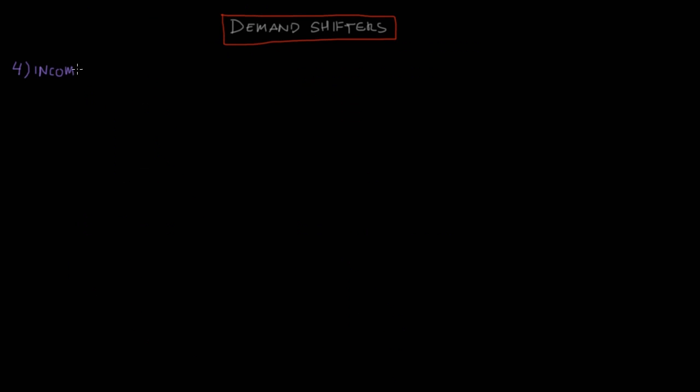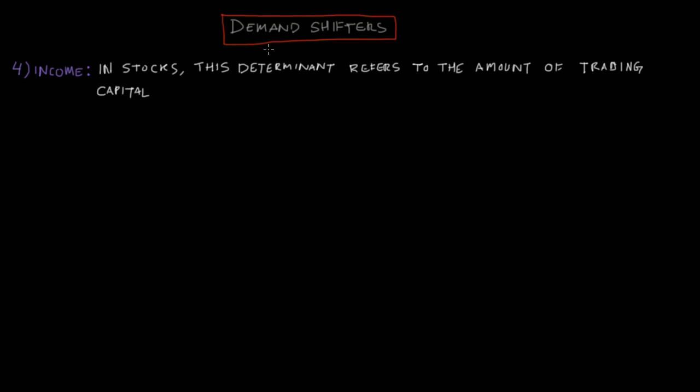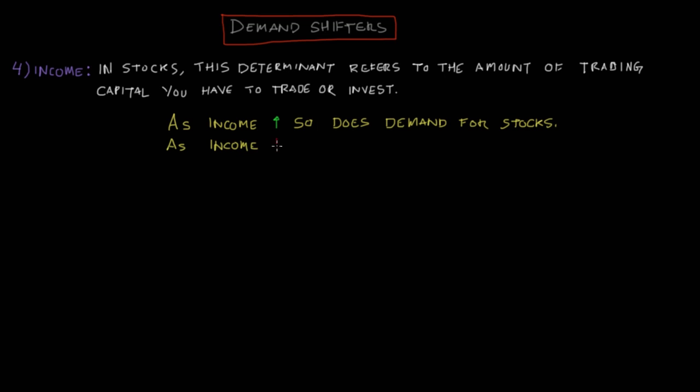In economics, the income demand shifter refers to income that is generated through your job or business income, and it states that a rise in income will cause an increase in demand for a particular product. Conversely, as your income falls, so too does the demand for such products. But the income demand shifter, when applied to stocks, is strictly related to the amount of capital you have at your disposal to purchase stocks and should not be associated with other sources of income.